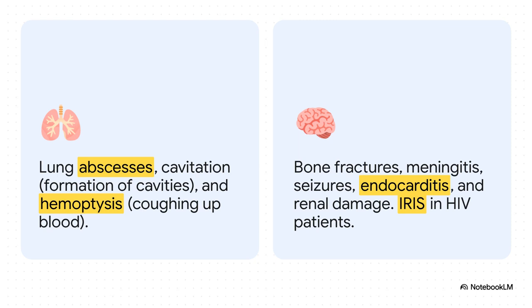And there's a strange paradox in HIV patients. When you start treatment and their immune system gets stronger, it can suddenly recognize the TB and mount a massive, overwhelming inflammatory response called IRIS.